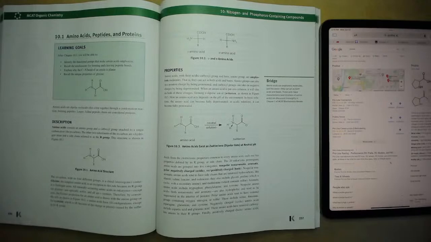Right, so it's not aromatic, it's just a ring with no double bonds. It's a 5-carbon or a 4-carbon, a 5-member ring. And so, right.